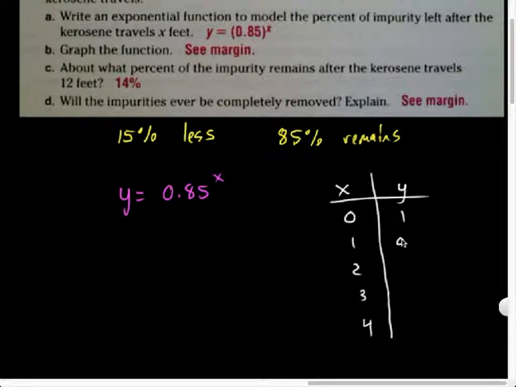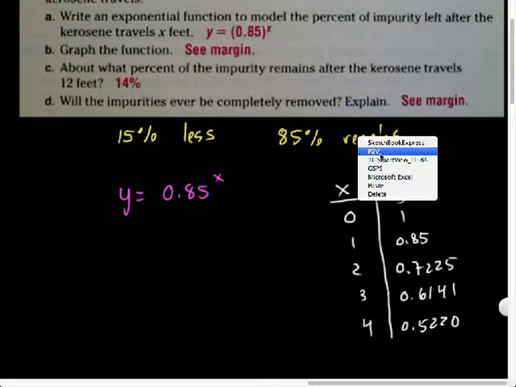0.85 to the first would be 0.85. 0.85 squared is 0.7225. That's not a 2. 0.85 to the third, we'd be about 61% remaining, 0.6141. And then 0.85 times that value is 0.522. 0, not 1. There we go.